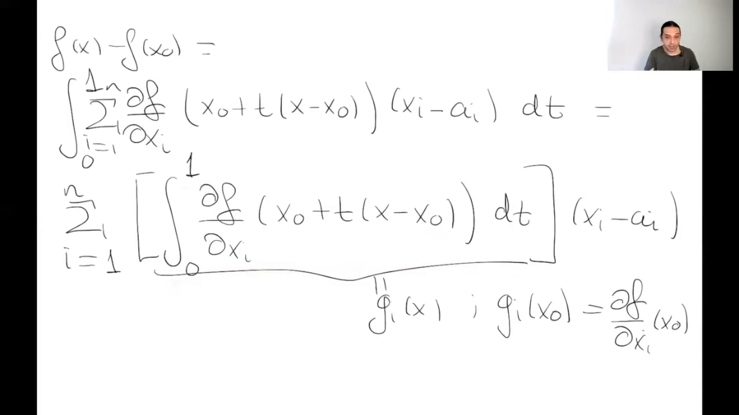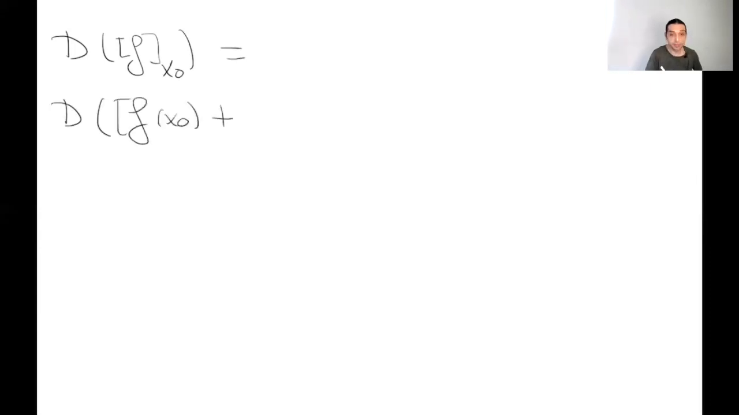we want to calculate the derivation, right? So the derivation of the germ of f at the point x0 is going to be equal to the derivation, and here we have the germ of the constant function plus the sum from i equal 1 to n of gi of x times x minus ai.